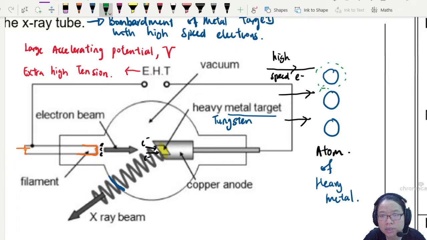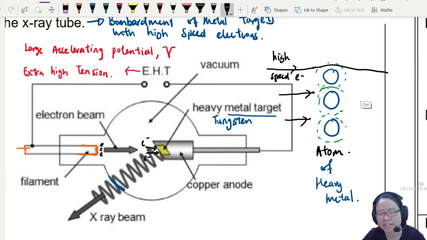It has its own electron cloud, and they don't like this high-speed electron. "Excuse me, you high-speed electron, you are negatively charged, we are negatively charged. I don't think we can be friends." So what they will do is, instead of allowing this to collide, this one will be deflected this way. So now this is slowed down.